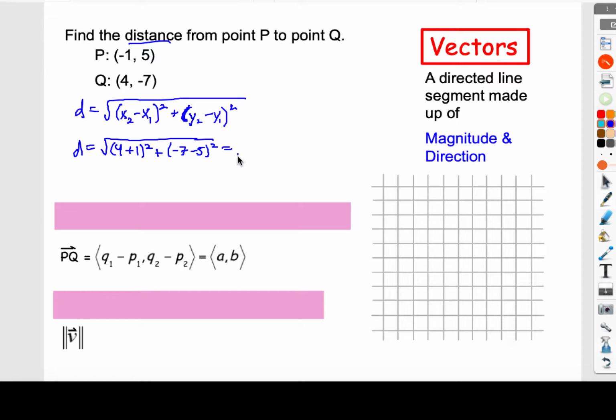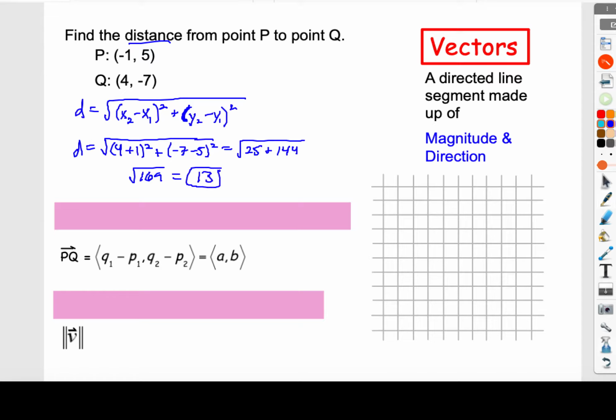Doing a little bit of calculating. 4 plus 1 is 5, so squared would be 25. Plus negative 7 minus 5 is negative 12. Squared is 144. And that's the square root of 169. That'd be 13. Very simply.